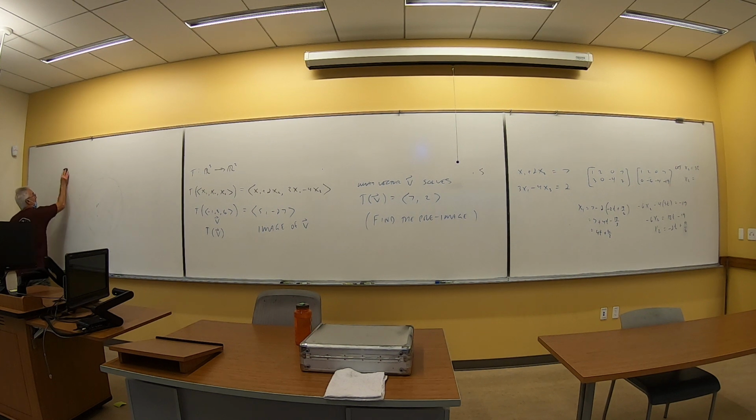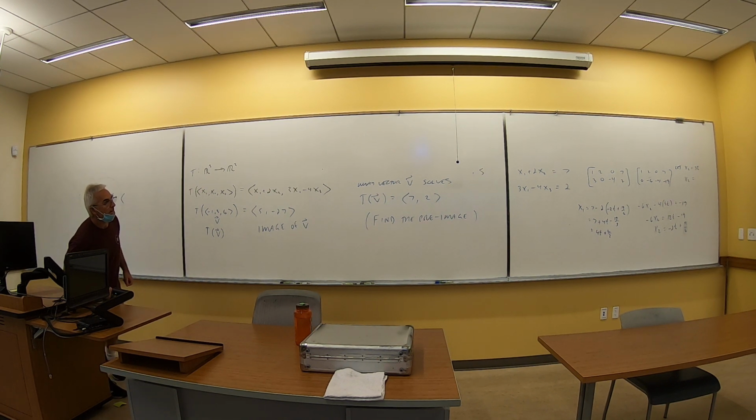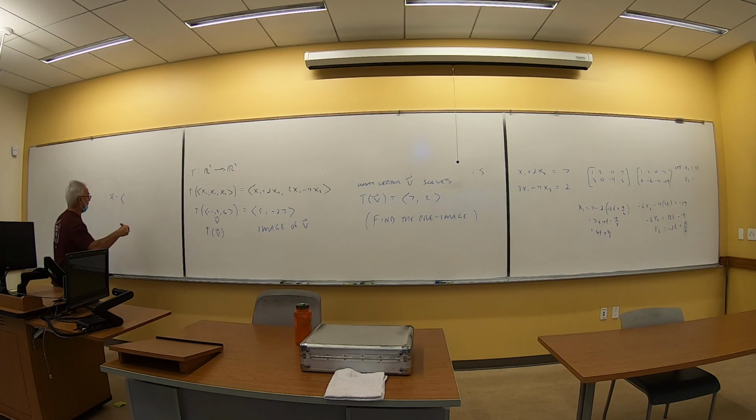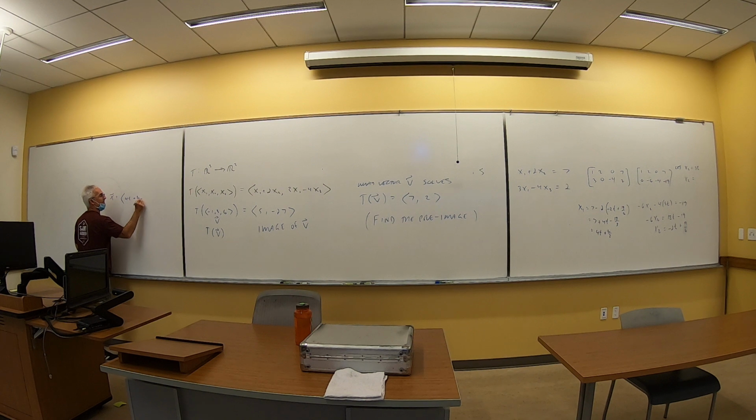Assuming we've made no errors, and it's always a big assumption, it looks like anything in the form... Read x1 to me, it's too far away. 4t plus 2 over 3. Negative 2t plus 19 over 6. And then t. So any vector of this form.